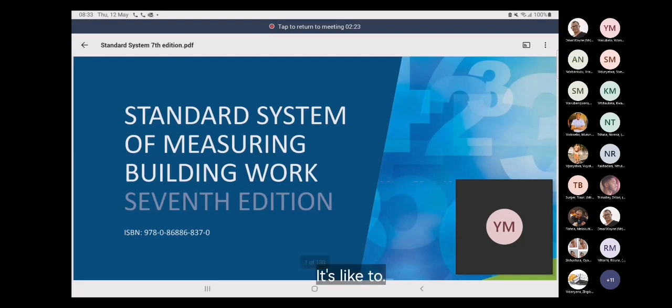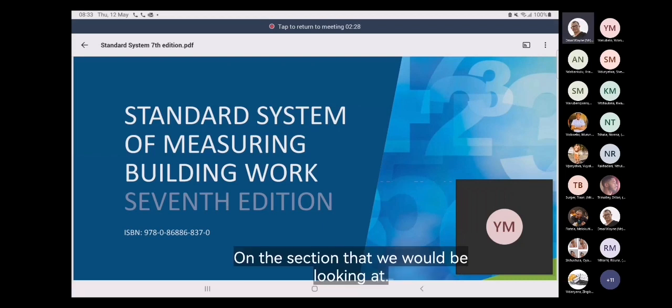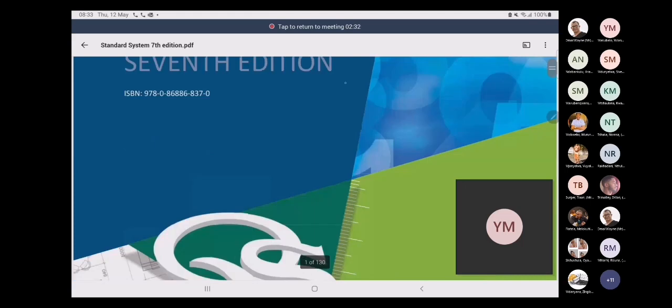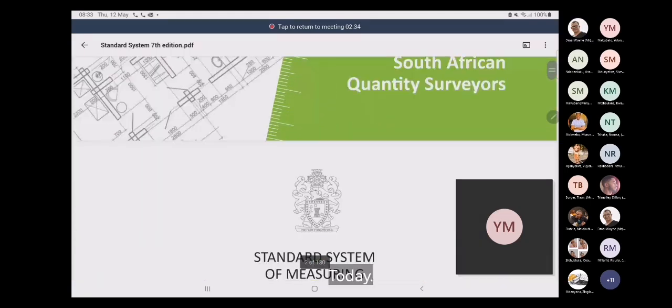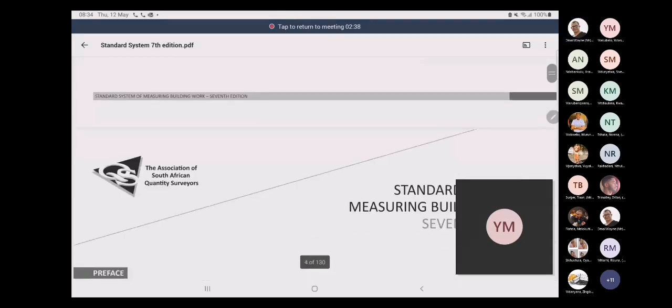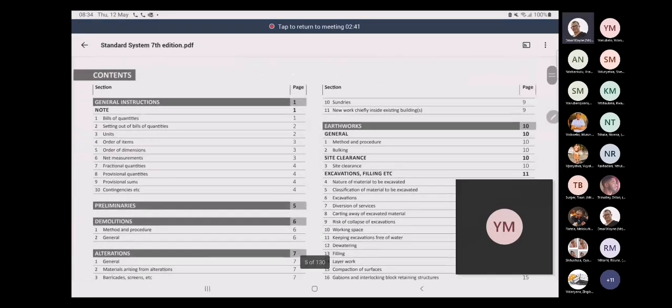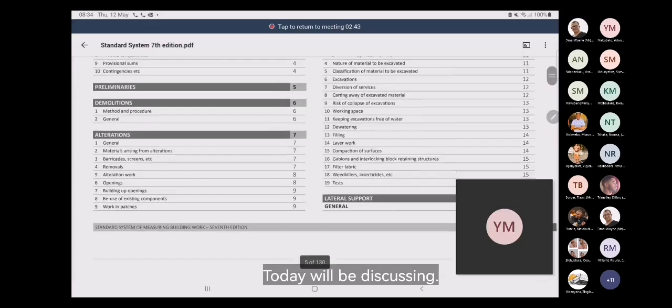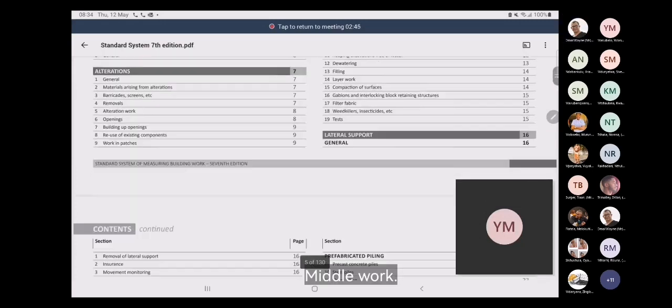I'd like to share our standard system on the section that we would be looking at today. Whilst I get to that, today we'll be discussing metalwork.